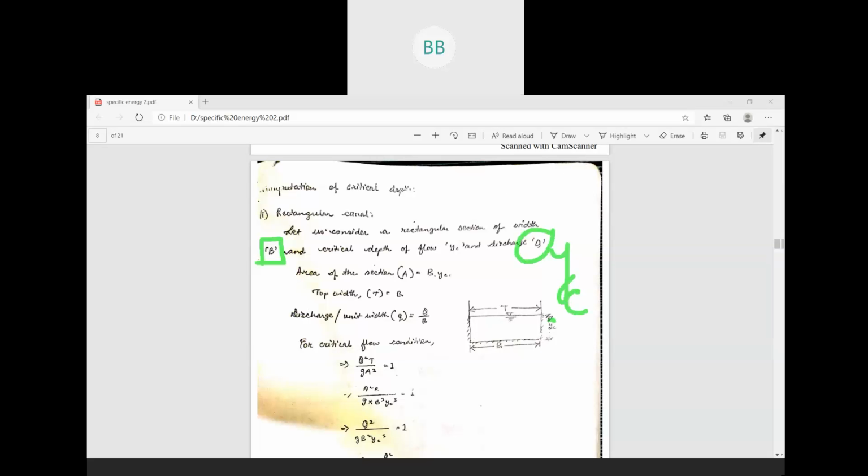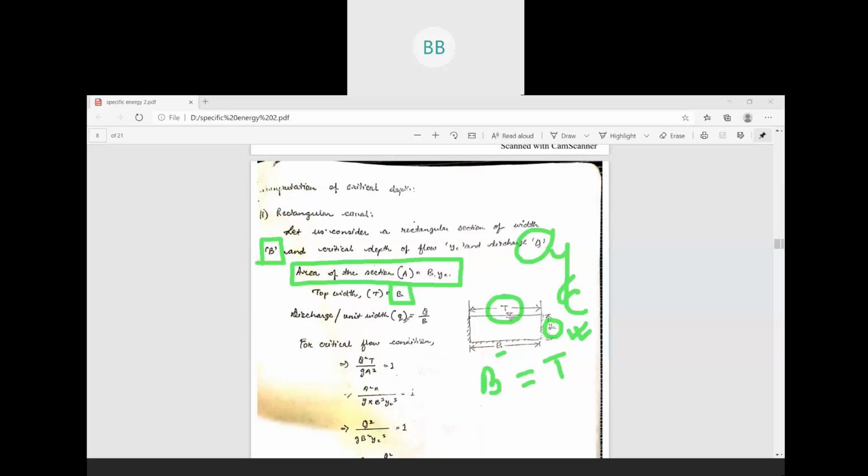The depth of flow we are going to consider as the critical depth, that is YC, and the width of the channel we have considered B, and T is nothing but the top width. So we all know for a rectangular channel the bottom width and top width are the same. Area for a rectangular channel is the width of the channel multiplied by the depth of flow. Here the depth of flow is the critical depth, so area is B multiplied by YC. Top width is nothing but the B value.